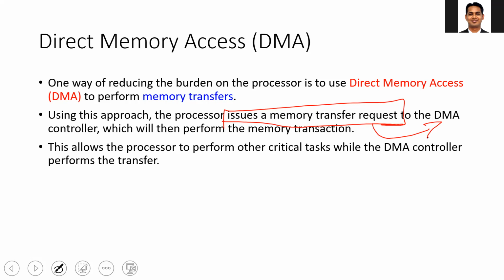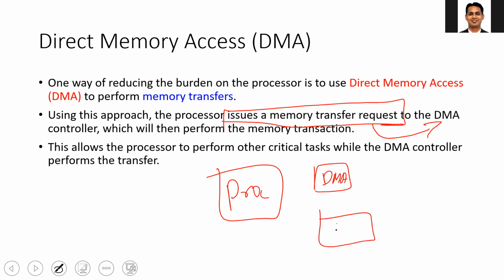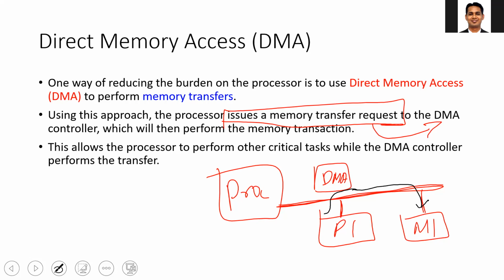So what is the advantage? This allows the processor to perform other critical tasks while the DMA controller is performing the data transfer. Here you can see that you have the processor, you have the DMA, and then you may have, say, peripheral 1 and memory 1, and this is the system bus. You can see that this DMA will perform the task directly from the peripheral to memory. You don't need the processor to perform the task.